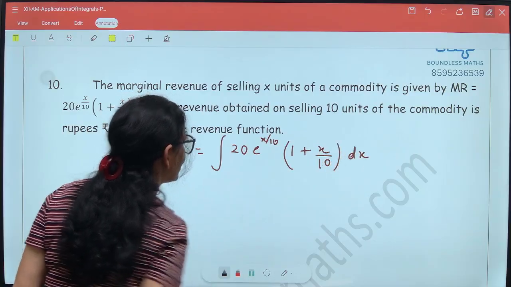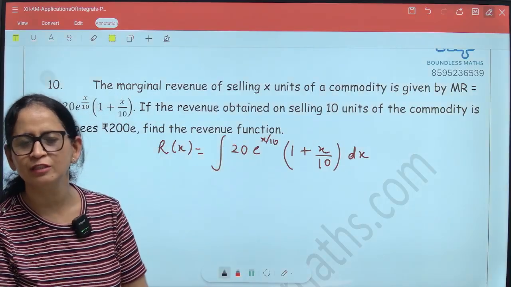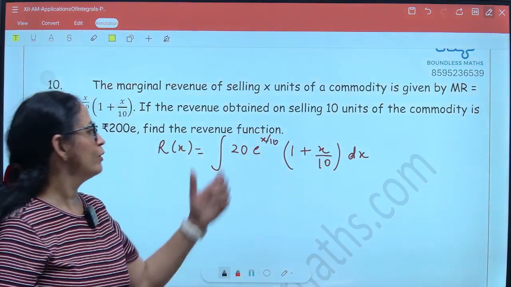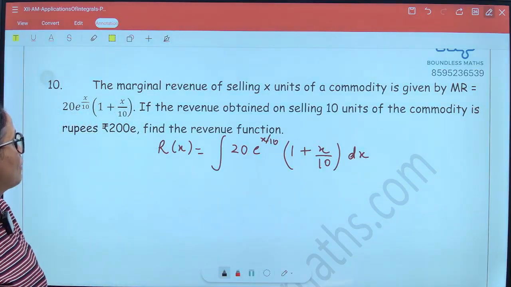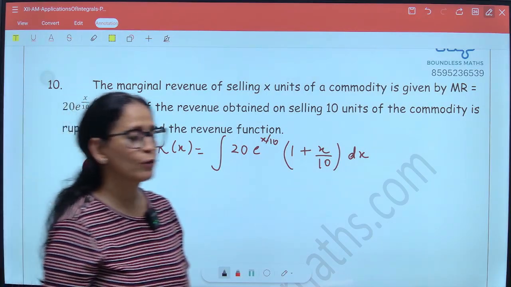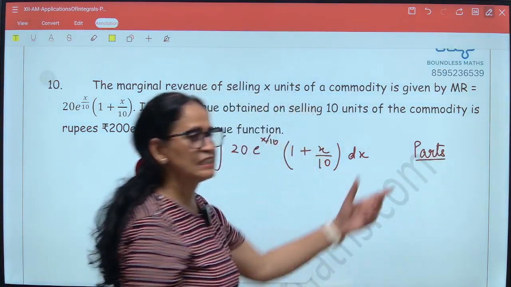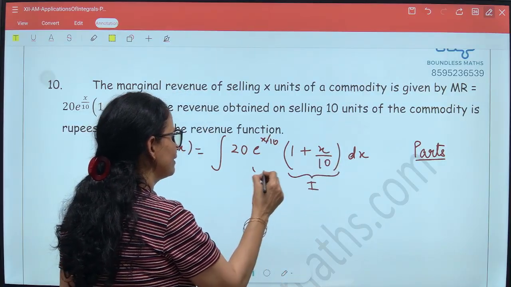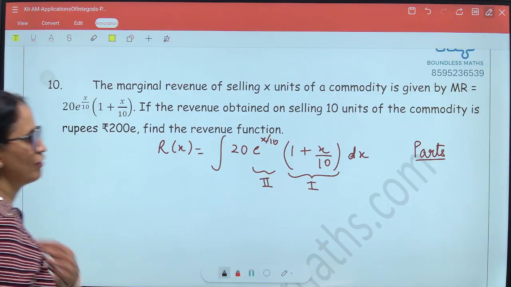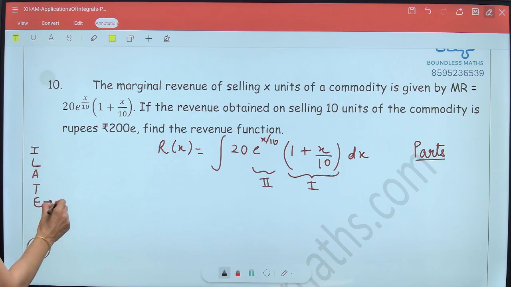Now pause this video right away and think how to integrate this function. If you are thorough with the basics of indefinite integrals, you can integrate this very easily. Just think what kind of expression it is. It has e raised to power x by 10 and there is another function. So you are going to integrate by parts. We need to use integration by parts here. So this is the first function, algebraic function, and this is the second function, that is the exponent function. I hope you remember ILATE. So we have exponent at the end and we have algebraic functions before exponents.